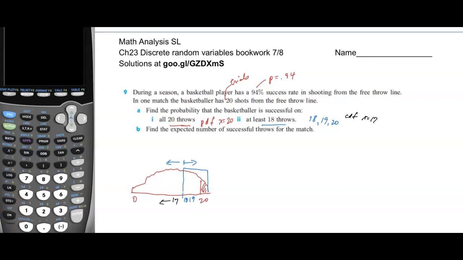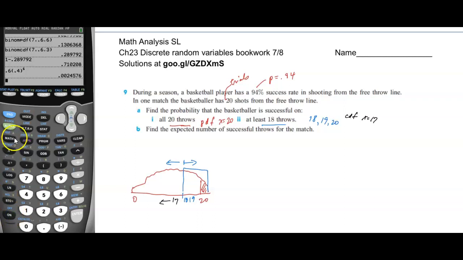So in the first one we're going to do distribution, binomial PDF, number of trials 20, p-value is 0.94, x value is 20 out of 20, and the probability is 0.290. Okay. What about at least 18?